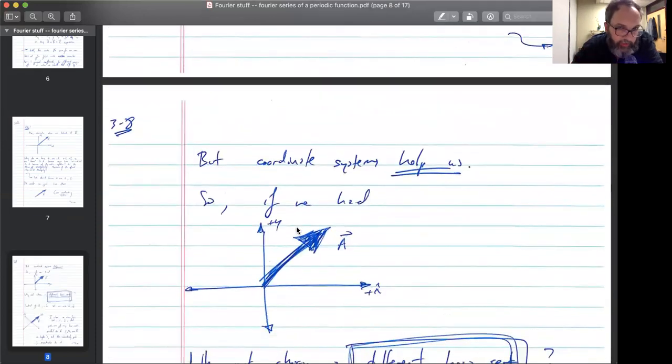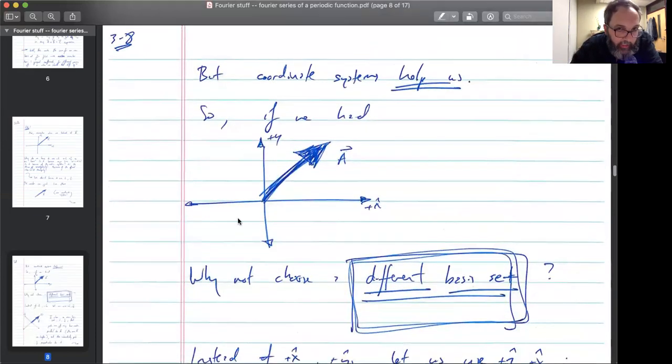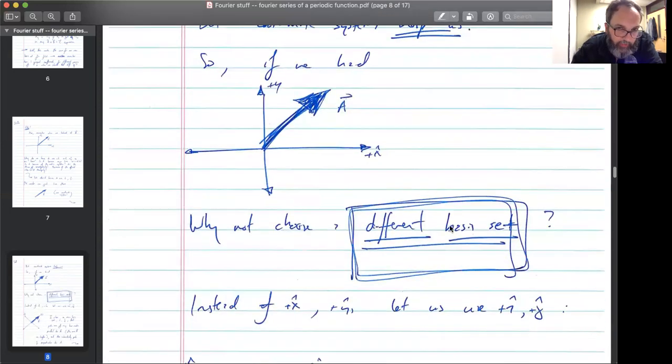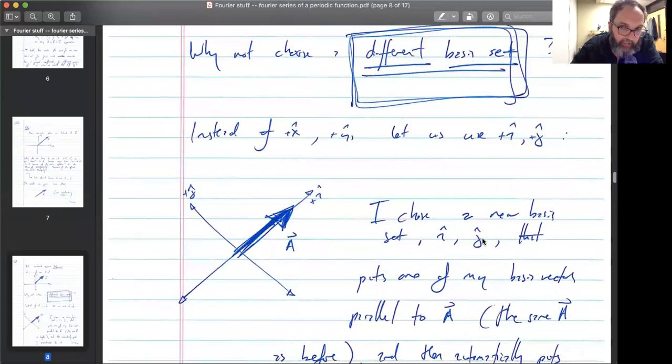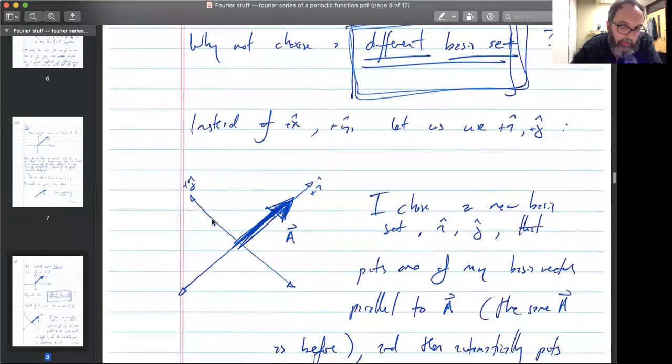So let's choose coordinate systems to help us. We had this one, but let's choose a different basis set. I call these i hat and j hat. And I chose a new basis vector so that i hat points parallel to A. That's really tidy and convenient for me because now A will have a component A sub i that's entirely equal to the magnitude of A. And that just makes my work easier because it's got no j hat component at all, right? The entire magnitude of this thing is parallel to i hat.